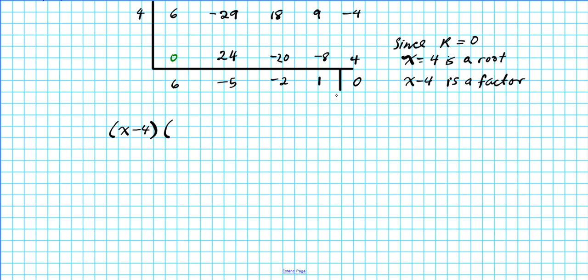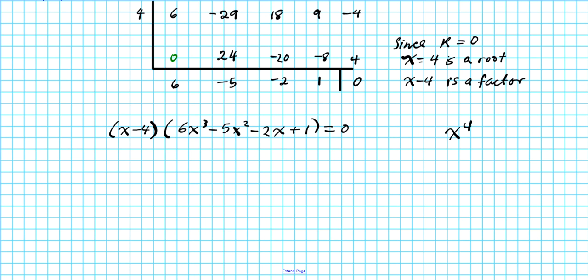we are going to write down the depressed polynomial, also known as your quotient. So it's going to be 6x to the third minus 5x squared minus 2x plus 1. Okay, how did that happen? Remember that your original function had a degree of 4. So when you factor out 1 degree, guess what? The degree of your quotient decreases by 1.